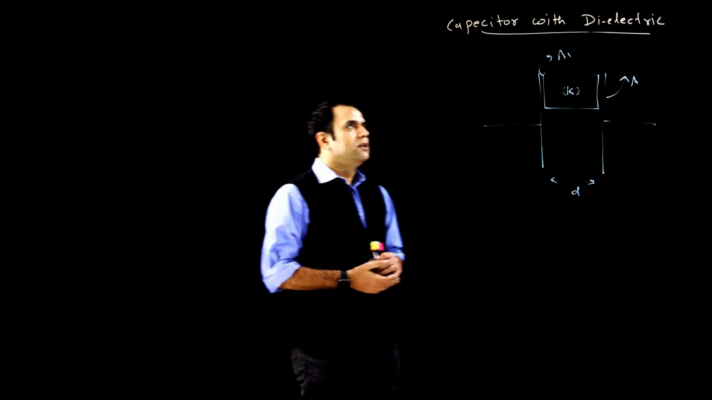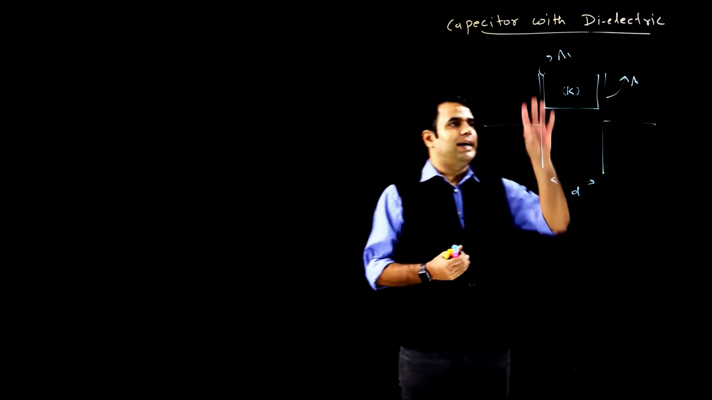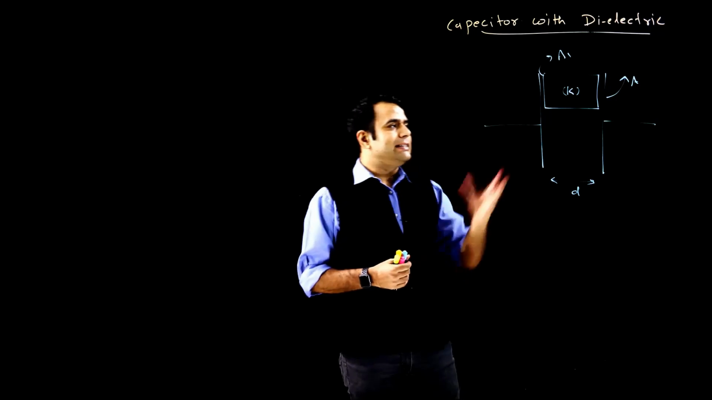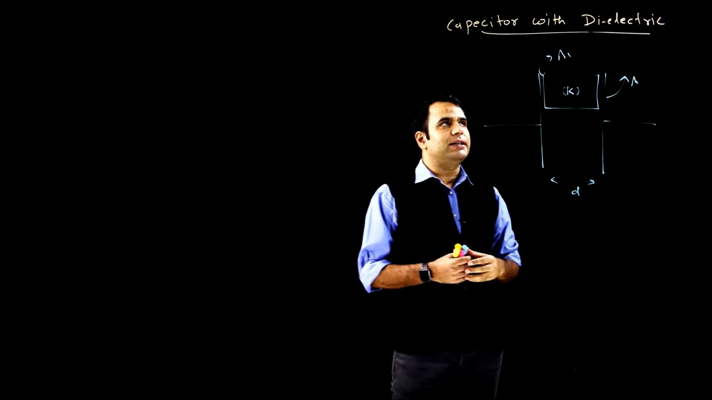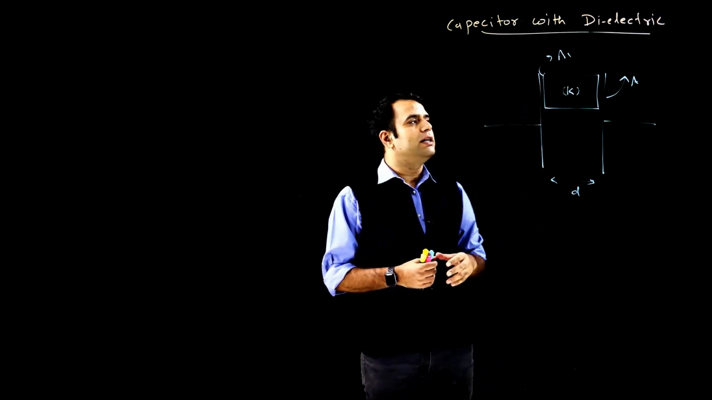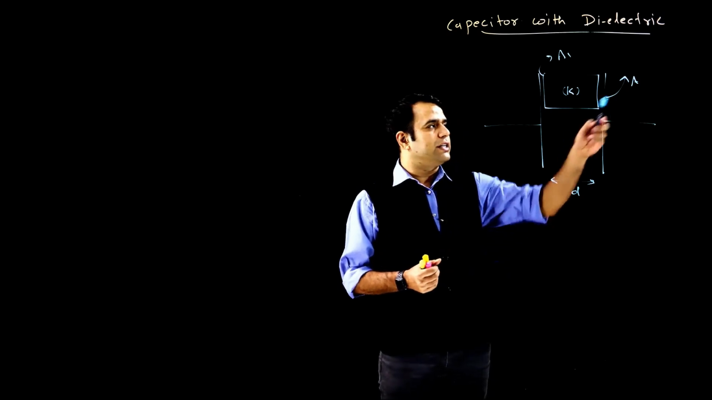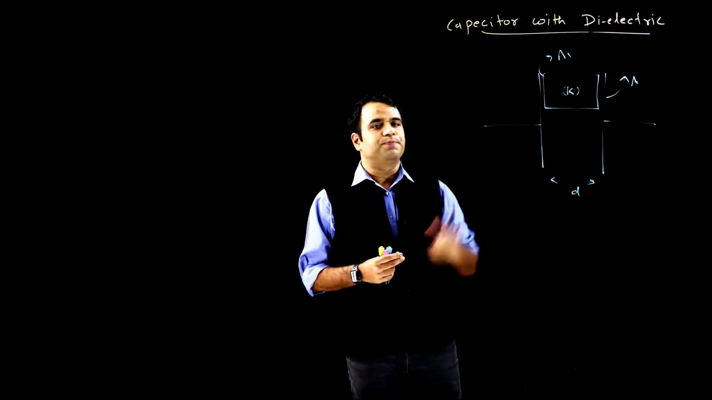Hello. Now we will calculate the capacitance of a capacitor where the dielectric is partially filling the capacitor. In this case, the dielectric has the same width as the width of the capacitor, but the cross-section area of the dielectric is less than the cross-section area of the capacitor. The cross-section area of the capacitor is A, and for the dielectric it is A1.